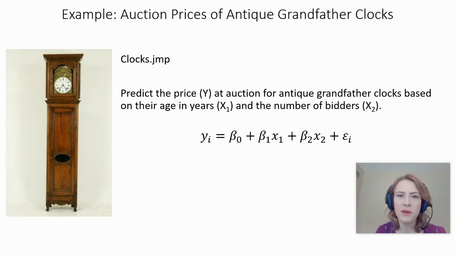I'll be continuing with the example from the previous video. This was the grandfather clock data set where we have antique clocks, and we're trying to predict or model the price they'll fetch at auction based on the age of the clock, x1, and the number of bidders, x2. This is our model with the parameters in Greek, the beta coefficients, and epsilon for error.